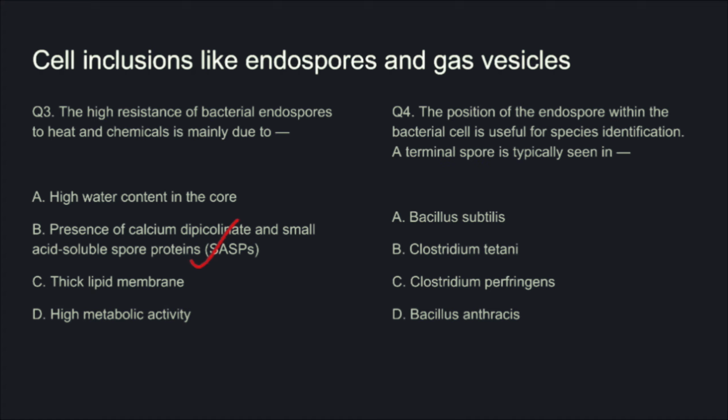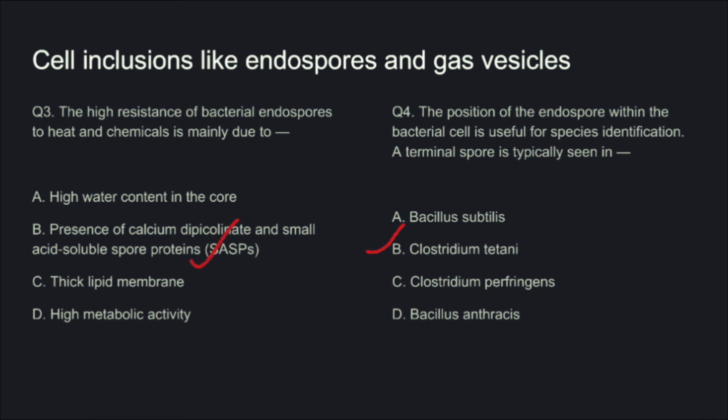Question 4. The position of endospores within the bacterial cell is useful for species identification. A terminal spore is typically seen in. Options are A. Bacillus subtilis, B. Clostridium tetani, C. Clostridium perfringens, D. Bacillus anthracis. The correct answer for this question is option B. Clostridium tetani produces a terminal spore, giving the cell the characteristic drumstick appearance.